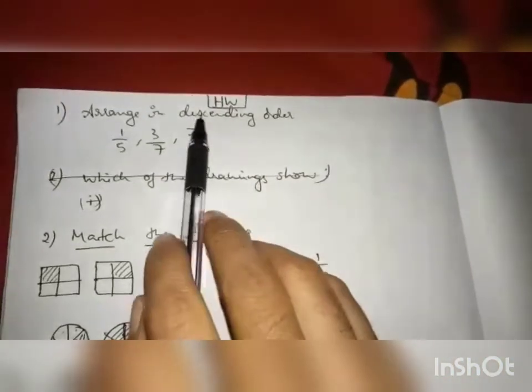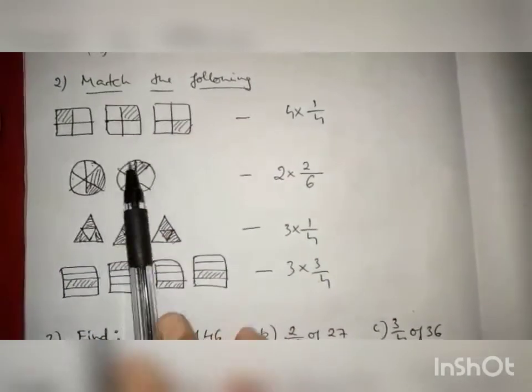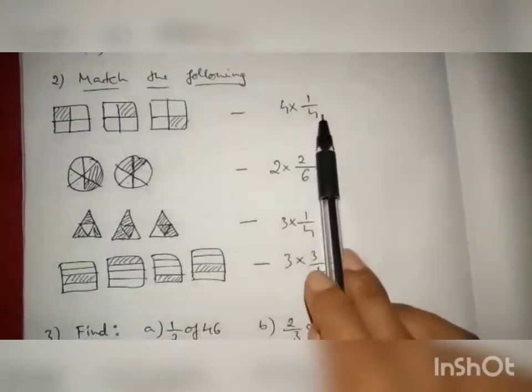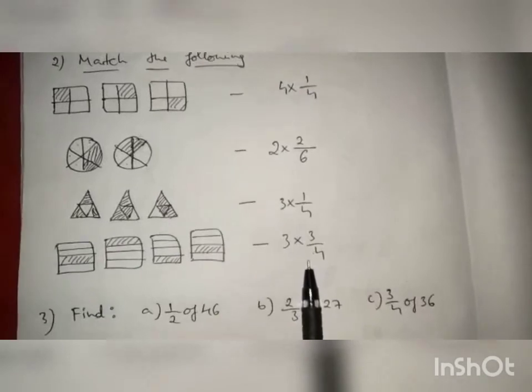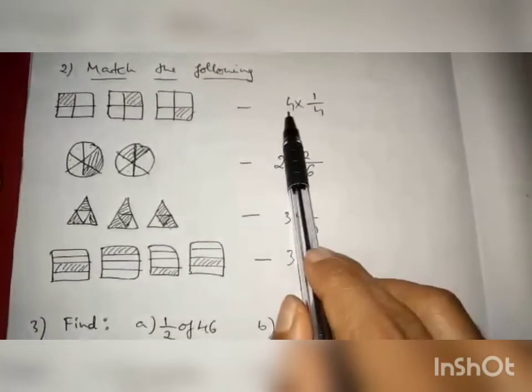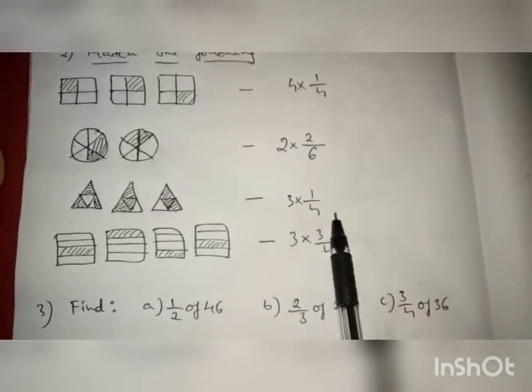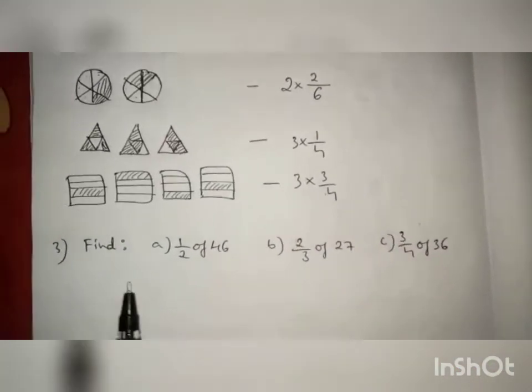Students, take down these homeworks. First, arrange in descending order: 1 by 5, 3 by 7, 7 by 10. Second one, match the following. There are some figures. You have to match the correct fractions here. Third one, I'll read it: 4 into 1 by 4, 2 into 2 by 6, 3 into 1 by 4, 3 into 3 by 4.